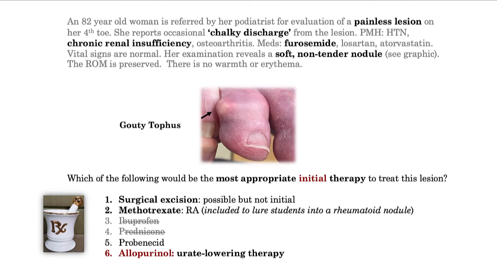Methotrexate keeps rearing its head, as in the osteoarthritis case. In this instance, it was to lure the student into believing that this was a rheumatoid nodule. They are dastardly. I readily excluded ibuprofen and prednisone, as they are indicated as acute abortive therapies, not for the treatment of chronic tophaceous gout.